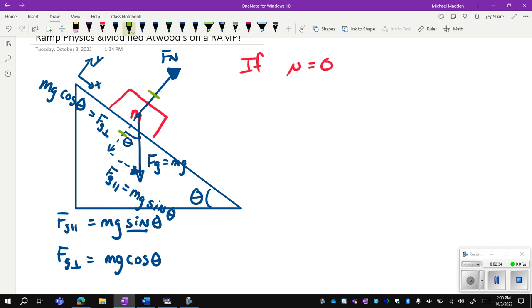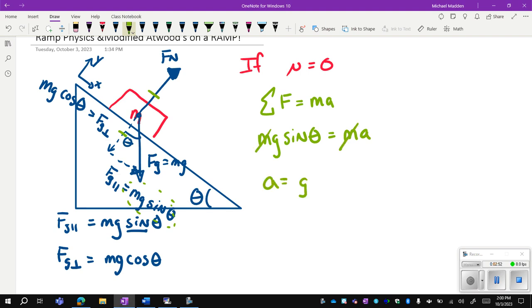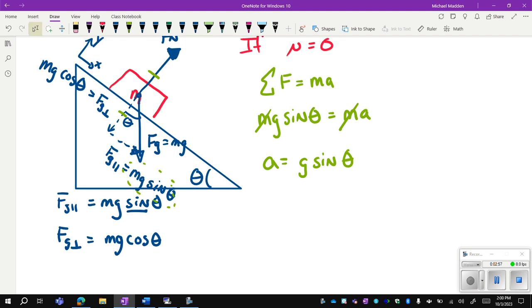So anyway, what we can see is that the normal force is equal to this perpendicular component, so those two forces are balanced. And the only thing that is unbalanced is this mg sine theta. So if we sum our forces and set that equal to ma, we have mg sine theta equal to ma, and the m's will cancel, and we get the acceleration is just g sine theta. So if I want to figure out the acceleration for a 30-degree incline with no friction, 9.81 times sine of 30, which is a half, we get approximately 4.9 meters per second squared.